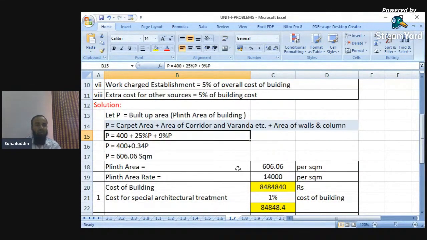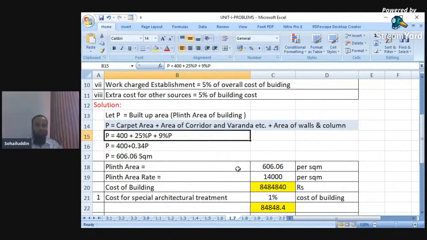So plinth area is equal to 400 plus a simple addition: 25 divided by 100. A simple way to find the percentage is nothing but division. 25 by 100 is 0.25, plus 0.09, that addition is 0.34 P. So again, 400 plus 0.34 P. Again the left-right, plus-minus concept as per mathematics. So total plinth area is 606.06 square meters.